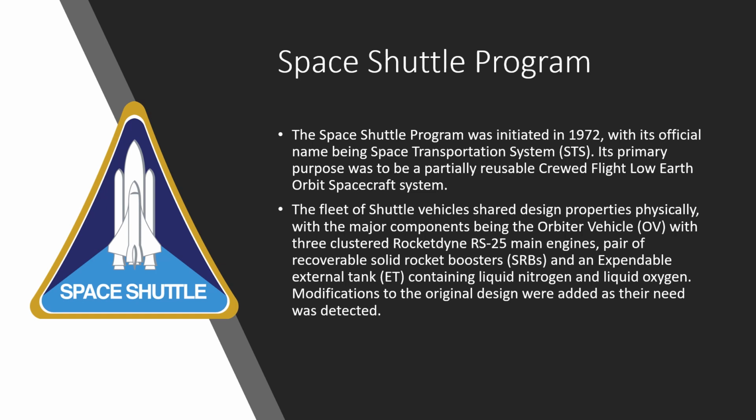5 space shuttles were constructed, and the fleet of space shuttle vehicles shared design properties physically. The major components being the orbiter vehicle, which would house the crew and the payload compartment, the 3 clustered Rocketdyne RS-25 main engines, a pair of recoverable solid rocket boosters, and an expendable external tank containing liquid nitrogen and liquid oxygen.